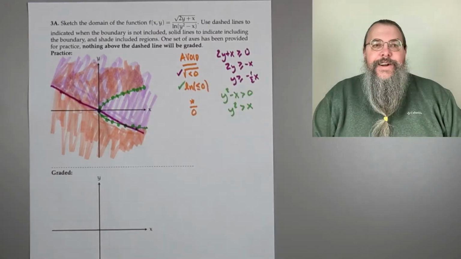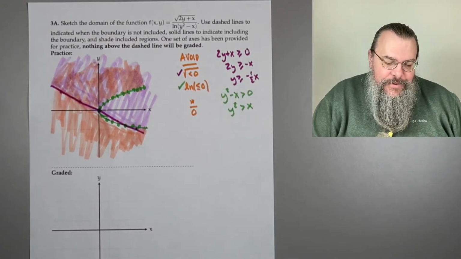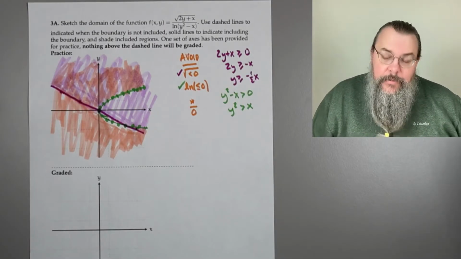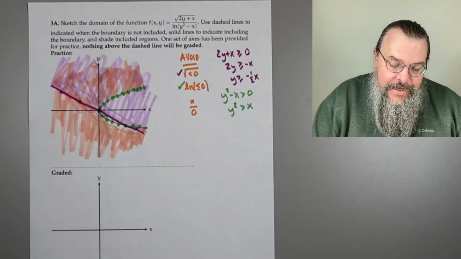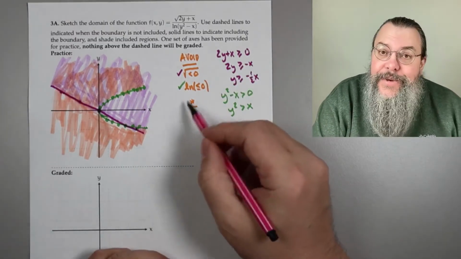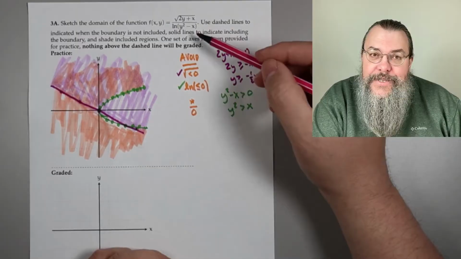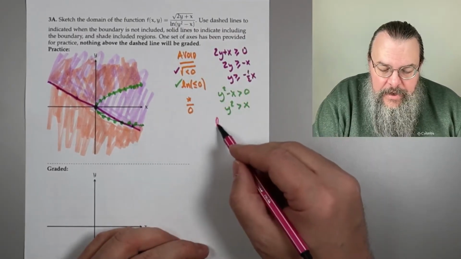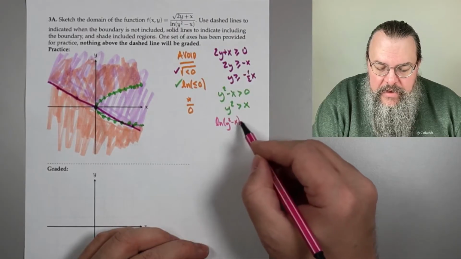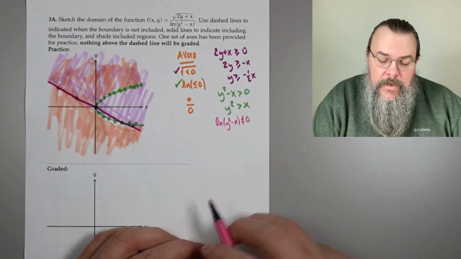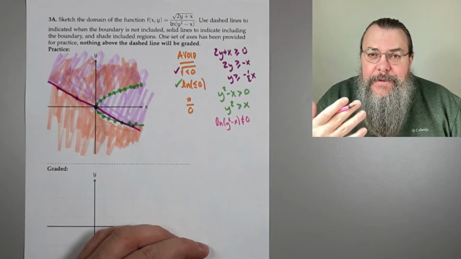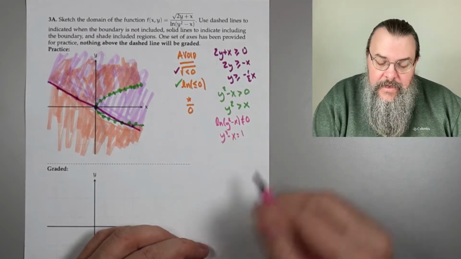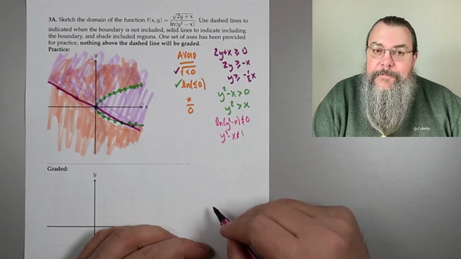And then our last point. Well, what's our last point? I should say our last problem, not our last point: division by 0. So we do have a fraction, so we have a possibility of dividing by 0. We need log of y squared minus x to not be 0. When does log of something equal 0? When the something is 1. So we need y squared minus x to not be 1.